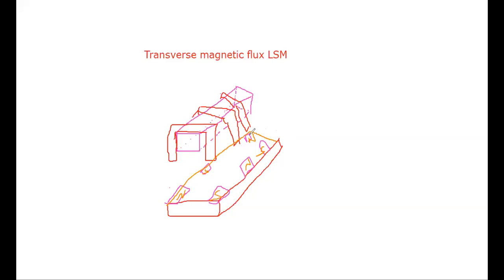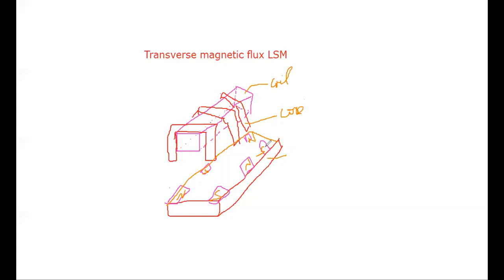Now, where is the coil here? This is our coil, and this is our core. And this is our secondary, and this is the permanent magnet.